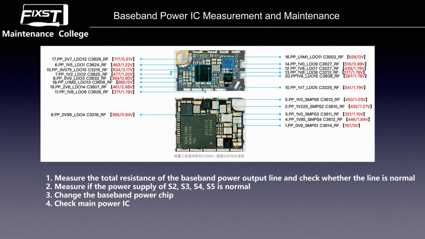Okay, now we're going to talk about the baseband power IC, how to test and repair. First, we need to test the baseband power IC output lines, the resistance and voltage. For example, for the iPhone 6s, we have marked all the information of the baseband power IC output lines. The resistance and the voltage are all marked in this picture. When you test all the pins, if one is abnormal, you just focus on that line. If all the resistance and voltage are normal, then we need to do the next step.